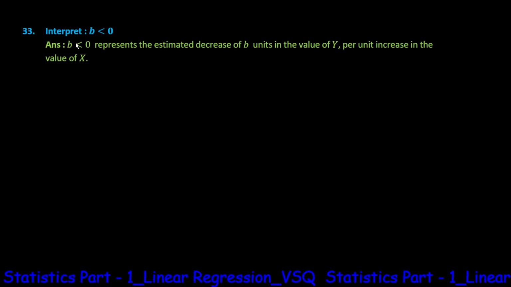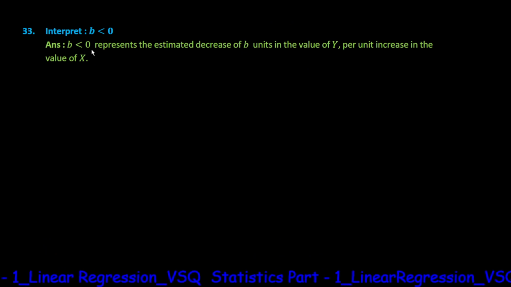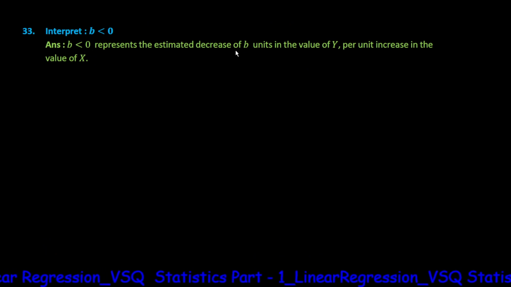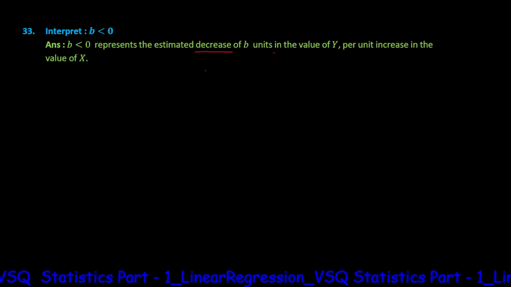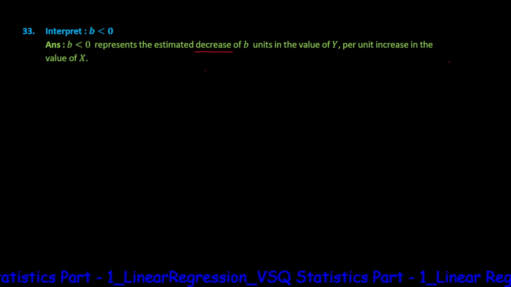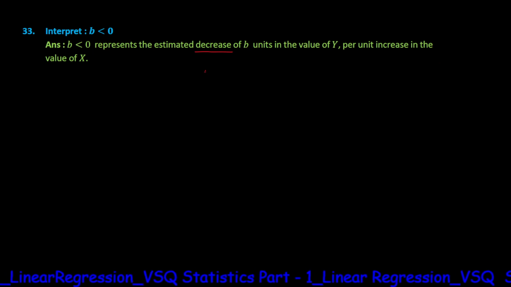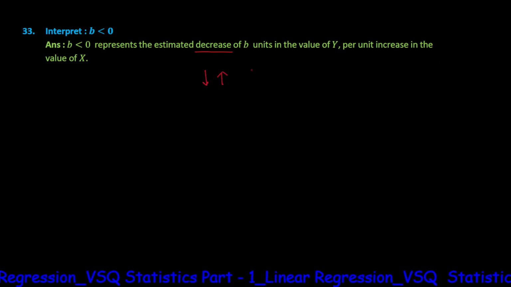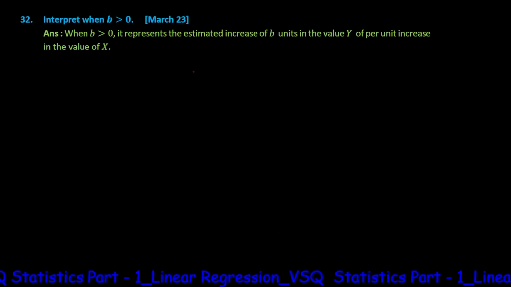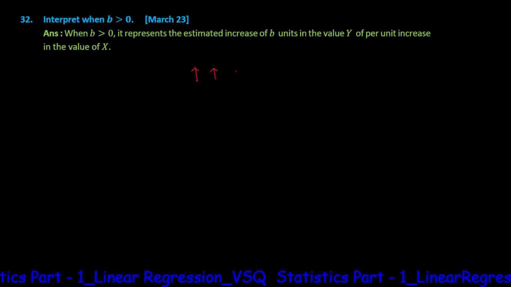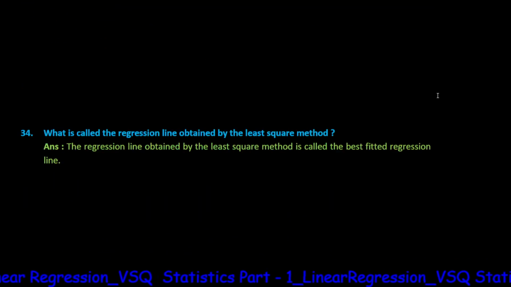Question number 33: interpret B less than 0. Answer: B less than 0 represents the estimated decrease. It means a decrease of B units in the value of Y per unit increase in the value of X. So if B is less than 0, the change is in the opposite direction, and if B is greater than 0, as in the previous question, the change is in the same direction; both values increase or both values decrease.